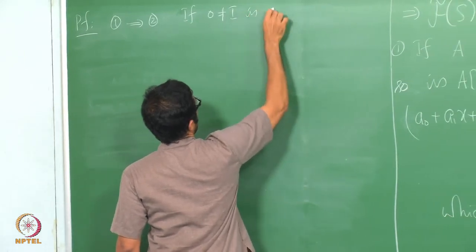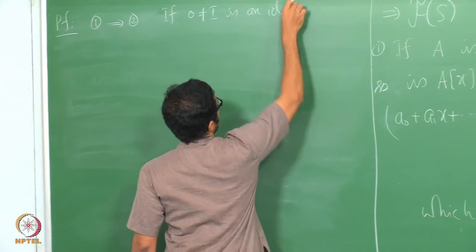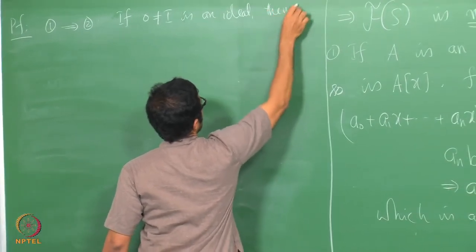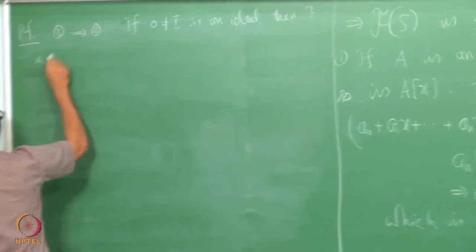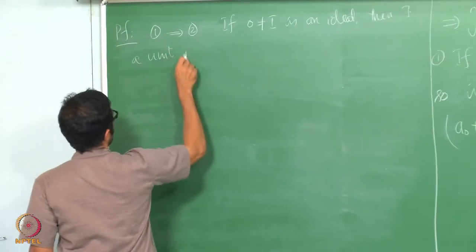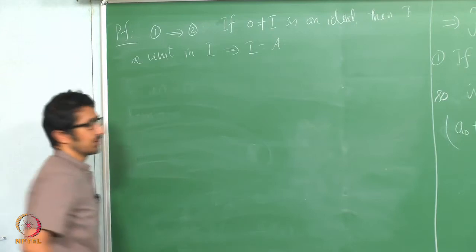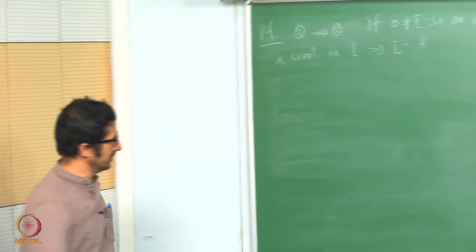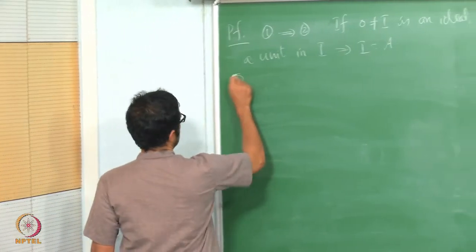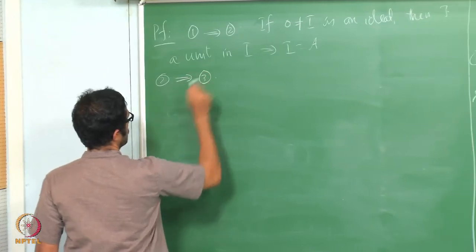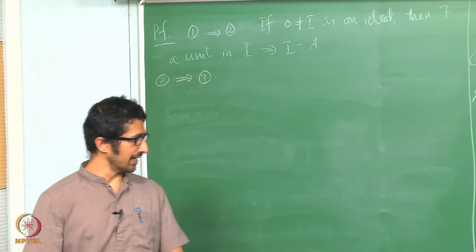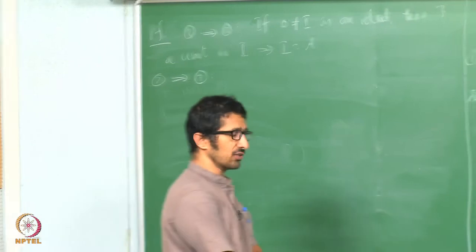If I is an ideal, then there exists a unit in I, and that implies I is A. So, any non-zero ideal is the whole ring. Now, how do you prove 2 implies 3? The only ideals of A are 0 and A.